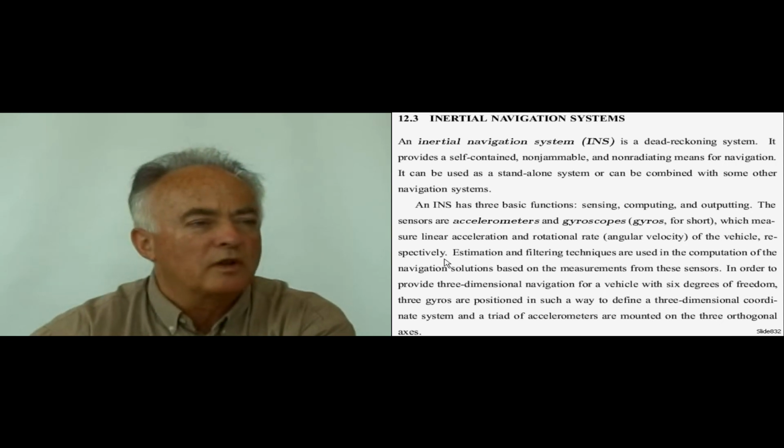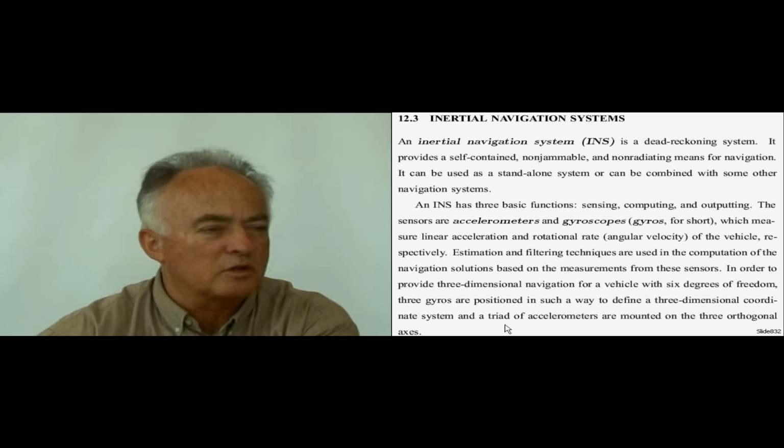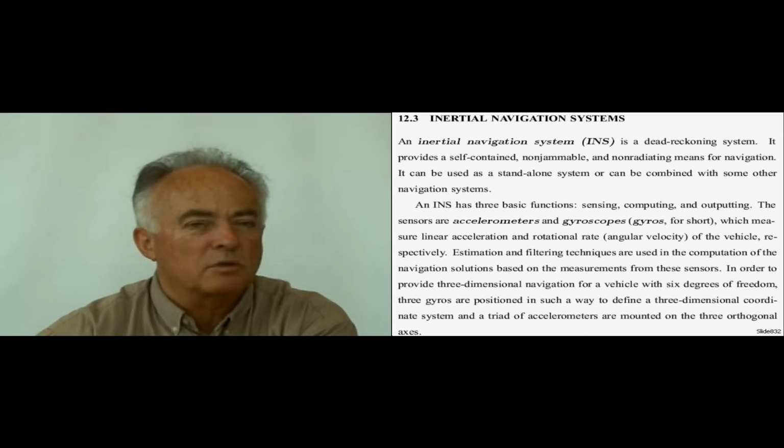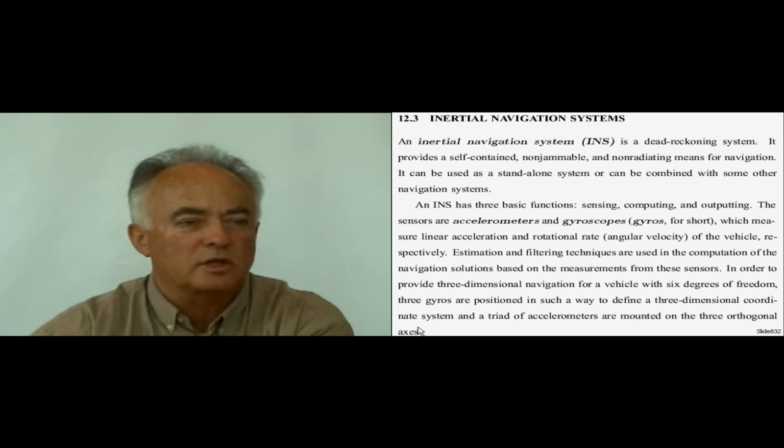And estimation and filtering techniques are used in the computation of the navigation solutions based on measurements from these sensors. What we need is really three-dimensional navigation for a vehicle with 6 degrees of freedom: 3 displacement degrees of freedom, and 3 rotations. We need 3 gyros, which have to be positioned in such a way as to define a 3-dimensional coordinate system, and 3 accelerometers mounted on 3 orthogonal axes. So we have the 3 accelerations in 3 Cartesian axes and 3 rotations around those Cartesian axes.